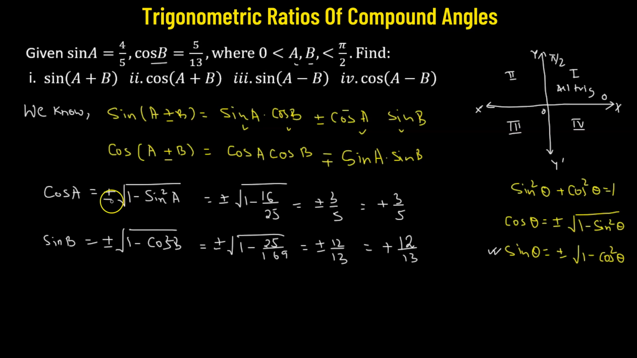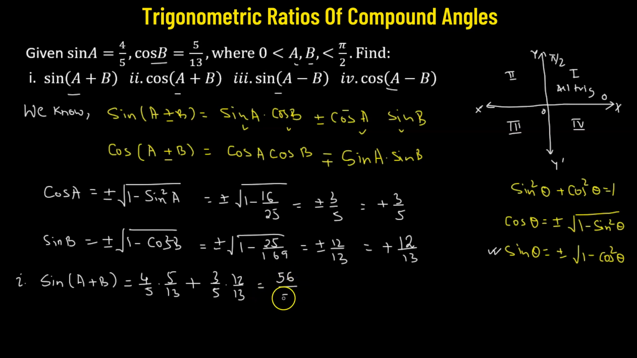Now that we have the value of cosine of A and sine of B, we can easily find out each of the given trigonometric ratios of the compound angles. So let's begin with the first one. We have sine of A plus B. So we have sine A times cosine B. Sine A is 4 over 5 multiplied by cosine B, which is 5 over 13. Plus, then we have cosine of A, which we got as 3 over 5, multiplied by sine of B, which is 12 over 13. When we solve this, we get the value 56 over 65.